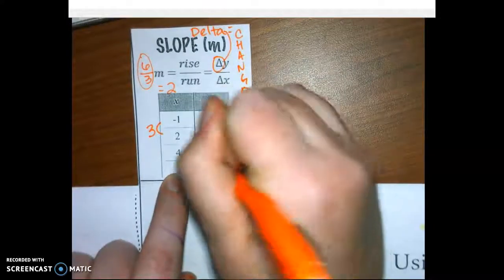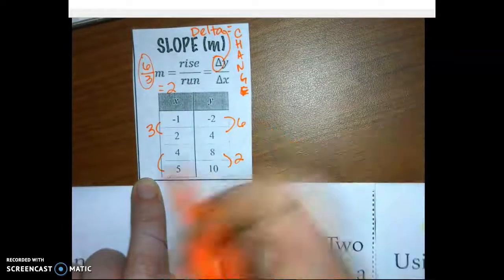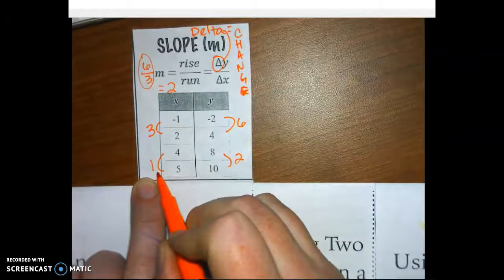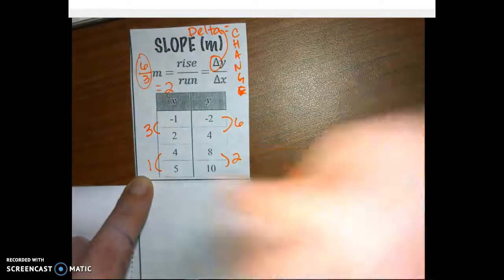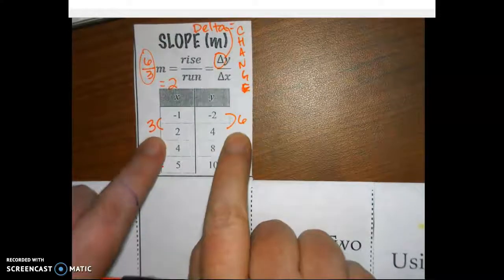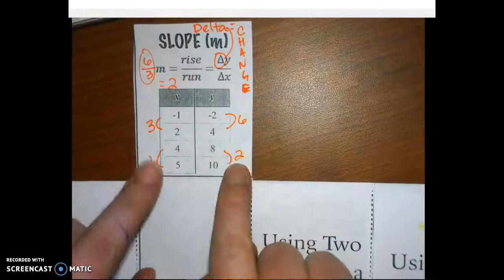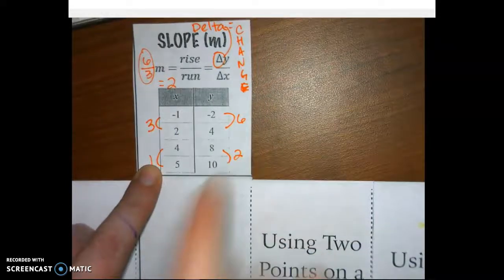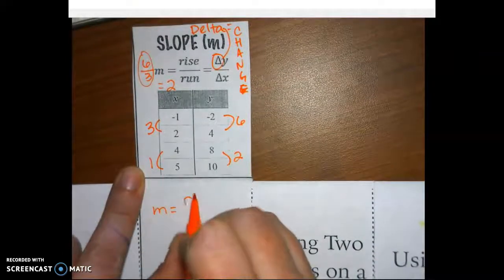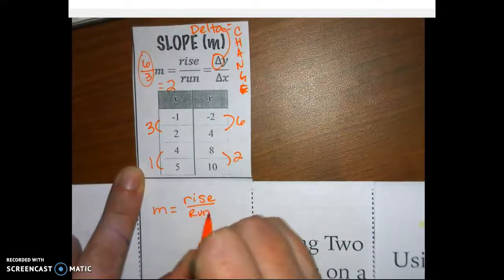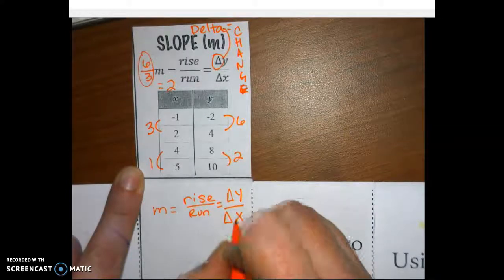We can test it again right here. 8 to 10 is 2. 4 to 5 is 1. 2 over 1 is 2. And some of you are like, but these aren't the same. They're not consistent. But it doesn't matter, because what we're looking at is this divided by this. Does that give me the same thing as when I check another pair? Yes, it does. So m equals rise over run equals change in y over change in x.